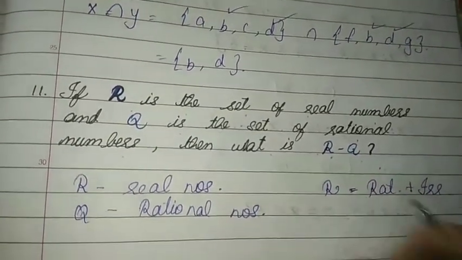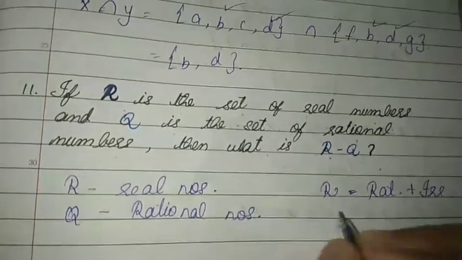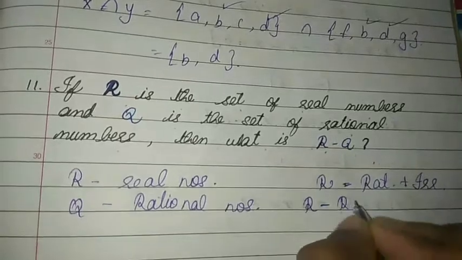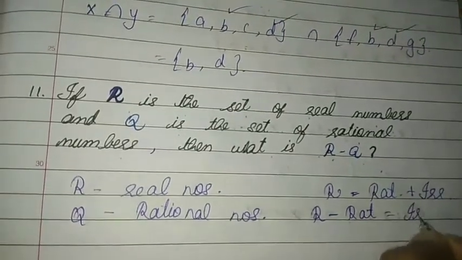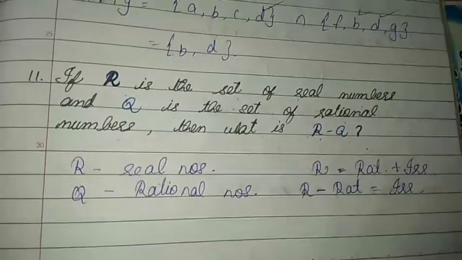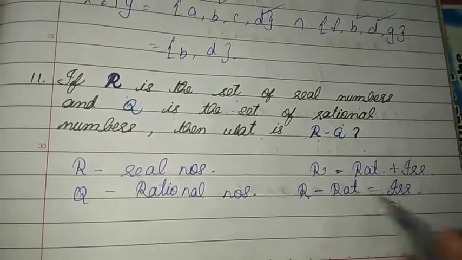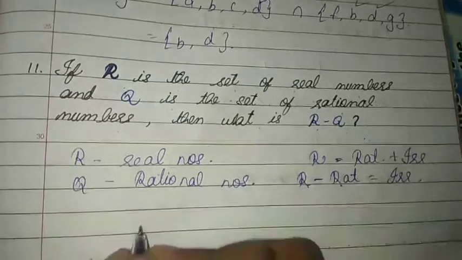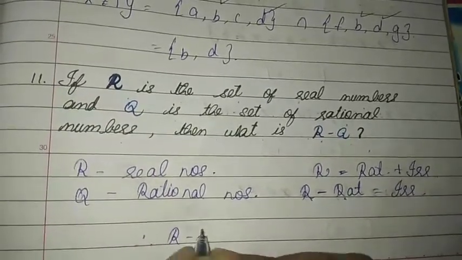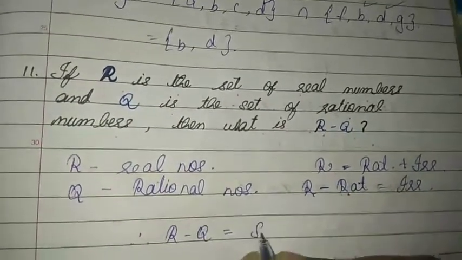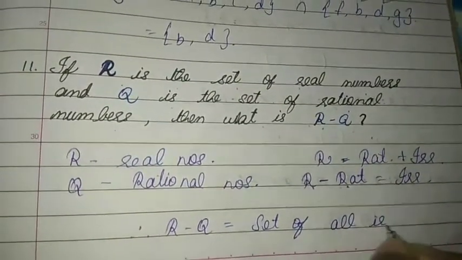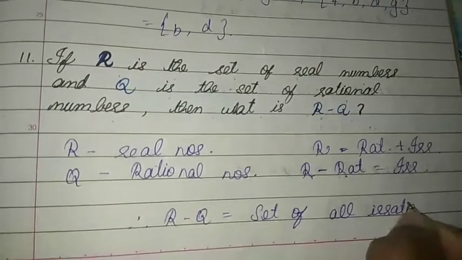It means R is equal to rational plus irrational, no? So, real minus rational is equal to irrational, no? So, therefore, this is my answer. So real numbers minus rational numbers means it is irrational number. So therefore R difference Q is equal to set of all irrational numbers.